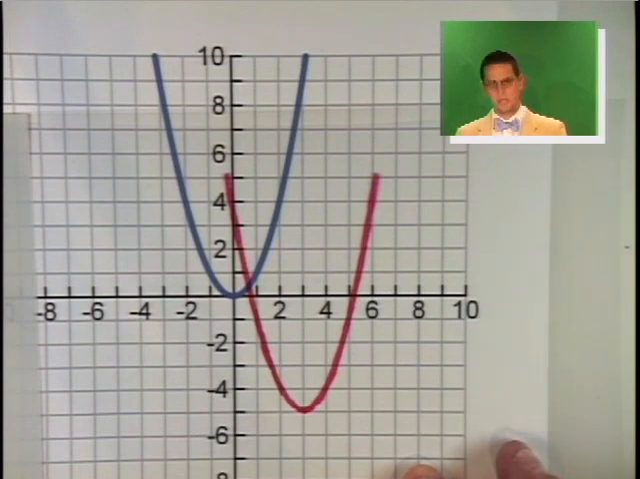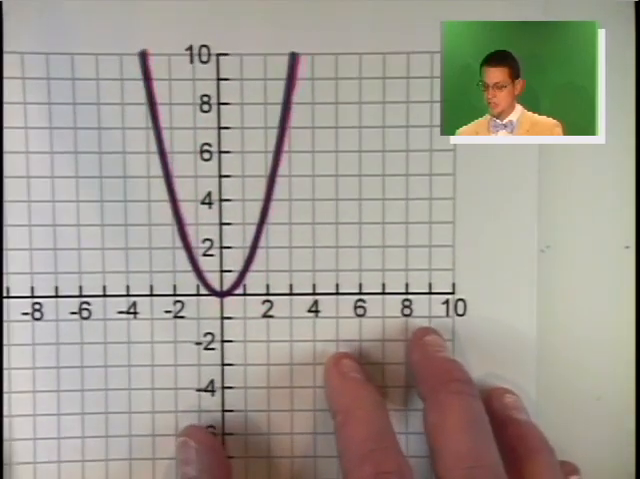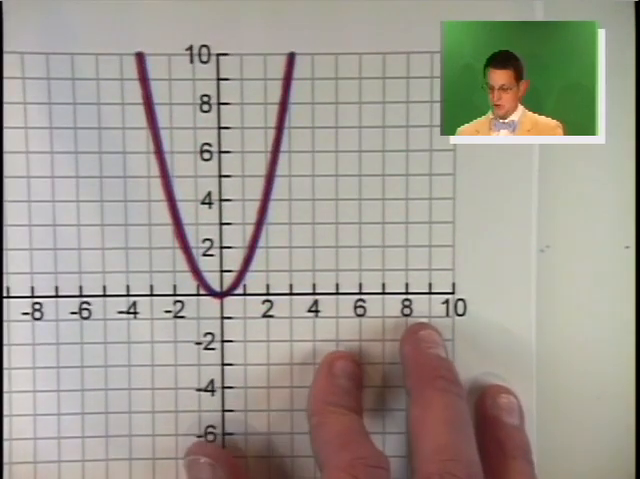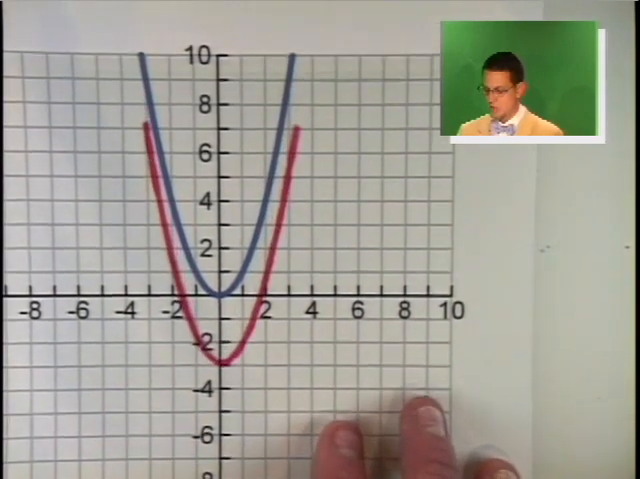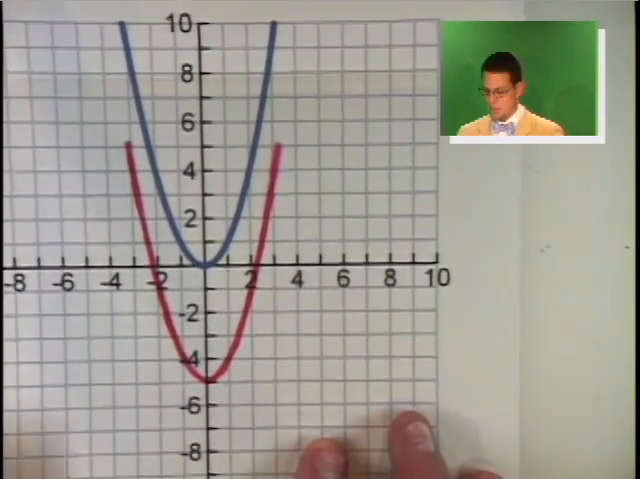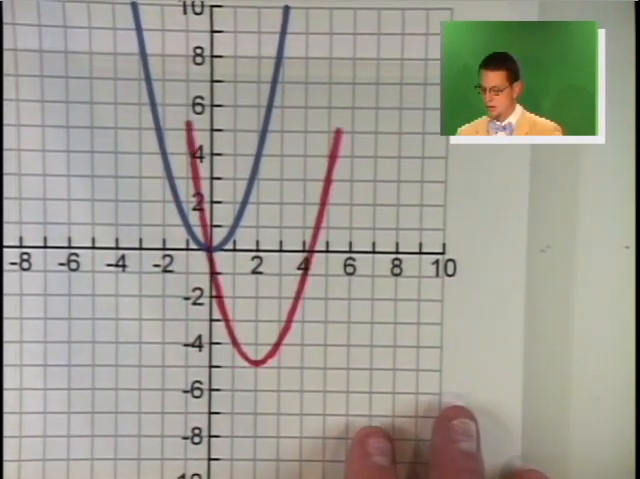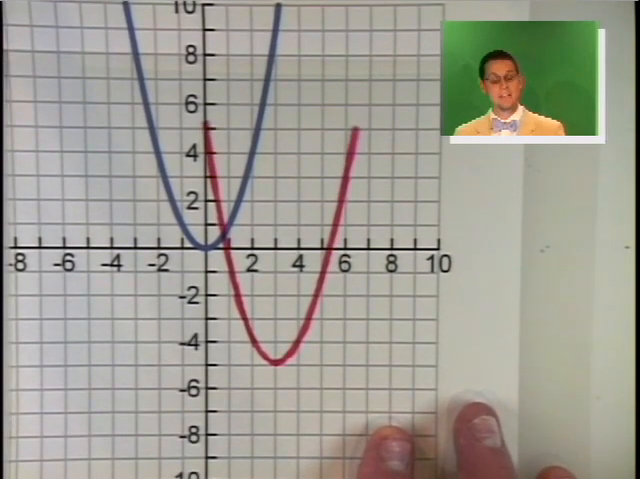Now at home you're probably saying you went right 3 and down 5. What if I went down 5 and right 3? Would I get the same thing? Good question. Let's see. If I start here and I go down 5 first, 1, 2, 3, 4, 5. There's my intermediate graph. And now I go right 3, 1, 2, 3. Yes, in fact, we end up with the exact same graph.